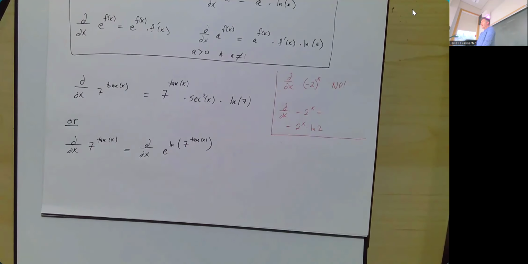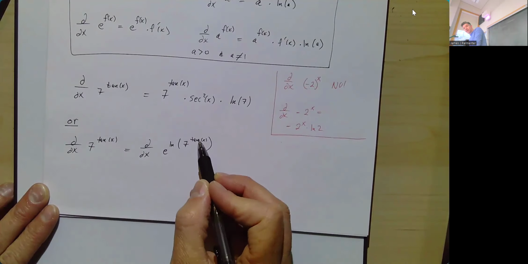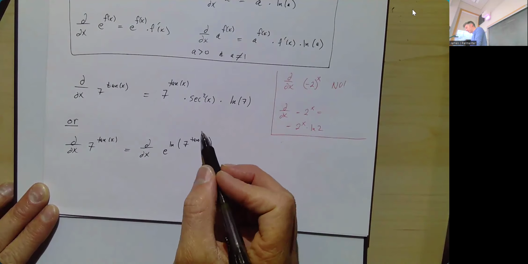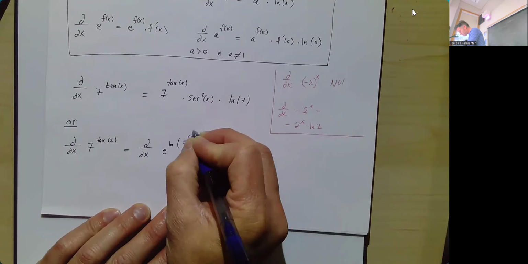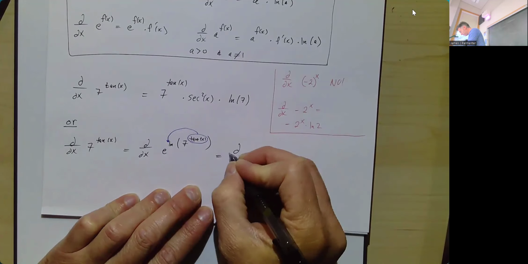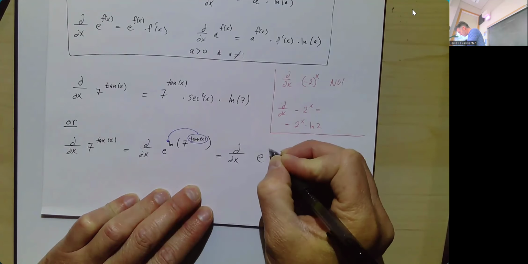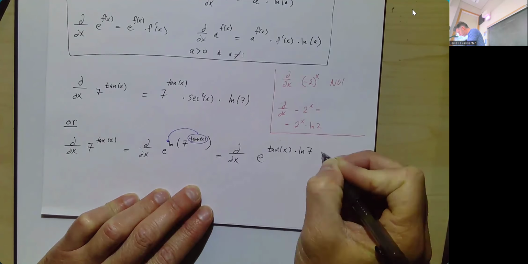You can always rewrite any function as e to the natural log of that function, because e to the natural log undo each other. So e to the natural log of some stuff is just the stuff, but now watch. I have the natural log of 7 to the tangent power, and that tangent can come down in front of the natural log, still in the exponent. So now I can rewrite this as the derivative of e to the tangent of x times the natural log of 7.